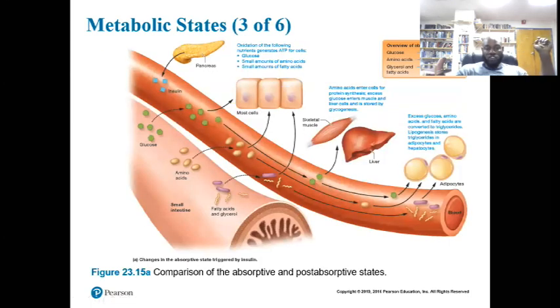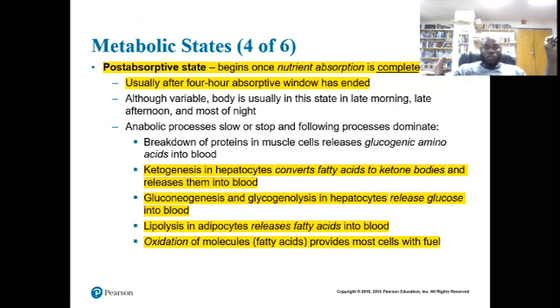All right, so this is your absorptive state. After you eat, your body's absorbing the nutrients, creating glycogen, fat. Post-absorptive state begins once nutrient absorption has completed, so about 4 hours after you eat. This is why they say don't go swimming right away. It takes about 2 hours for food to get through your digestive system, but we say about 4 hours for the absorptive state because you're creating fat molecules, you're creating glycogen, you're creating all these things.